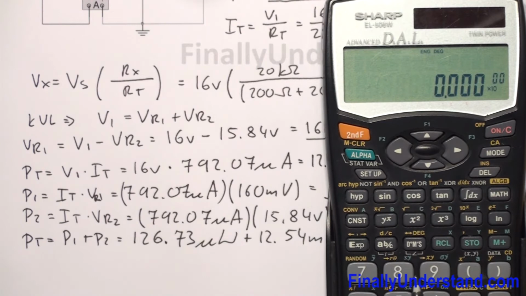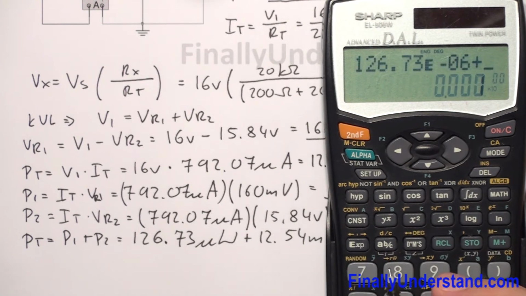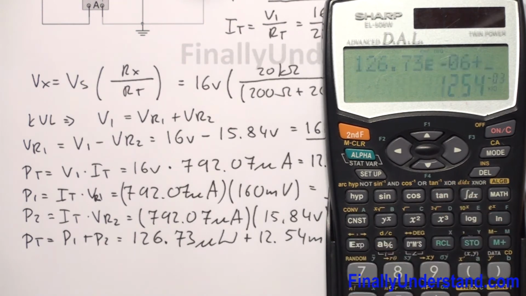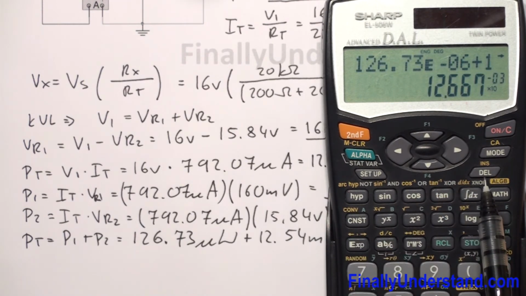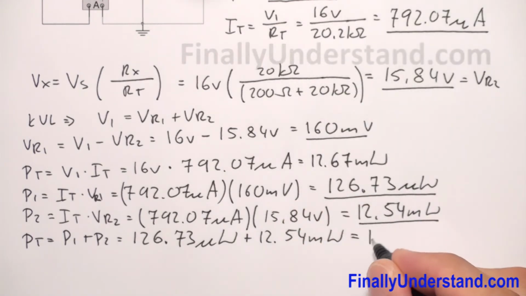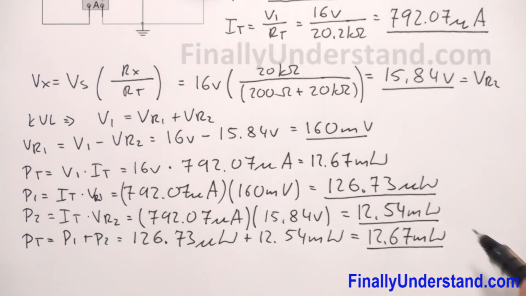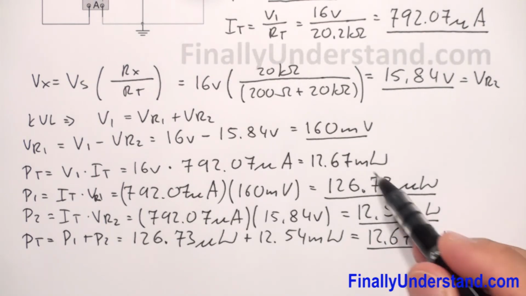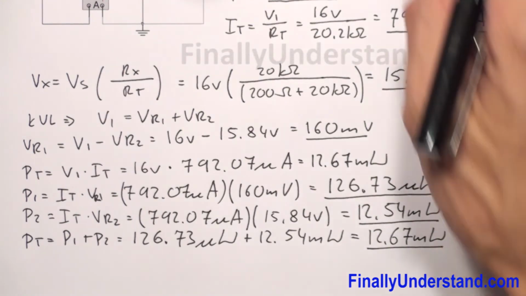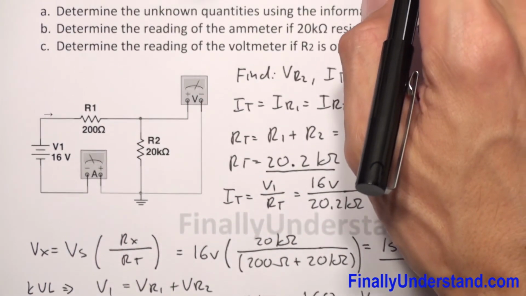okay, I have 126.73 exponent 6 negative plus 12.54 exponent 3 negative. This is equal to 12.67 milliwatts. Please notice that these two answers are correct, so it means that whatever we did so far is correct. So we can say that we finished with part A.